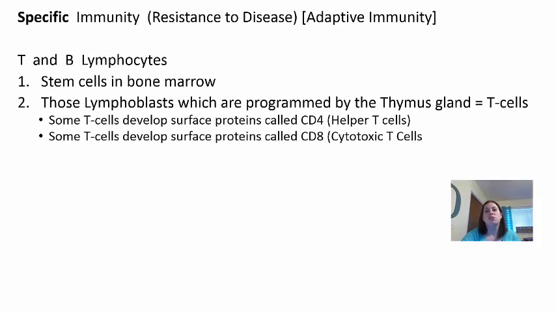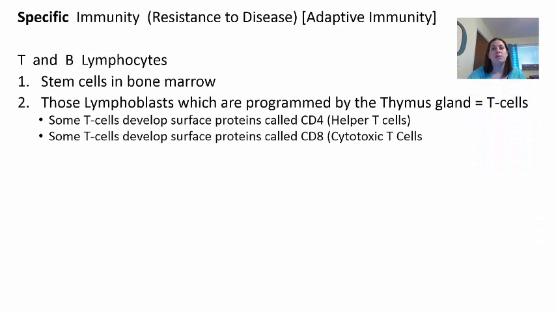Now we want to switch gears and we want to talk about specific immunity. Specific immunity is going to be a resistance to disease that's adaptive, meaning that it changes over time. Everybody's specific immunity is different because we've all been exposed to different things throughout our life, different infections, different invaders. All right, now these do revolve around 2 special cells, the B lymphocytes and the T lymphocytes.